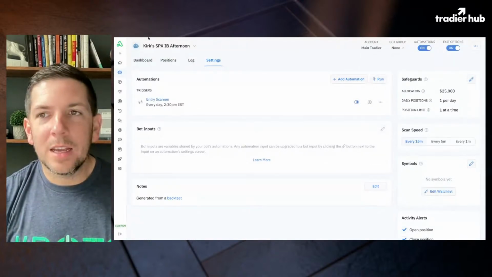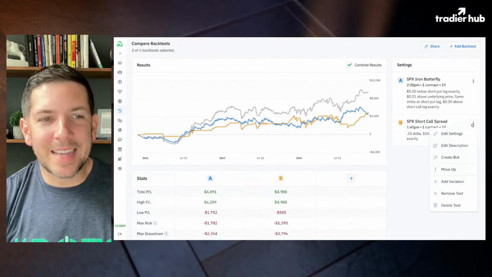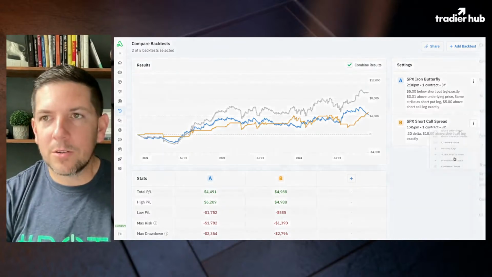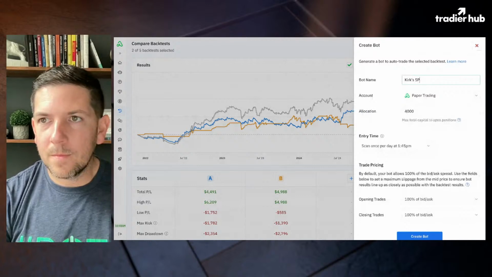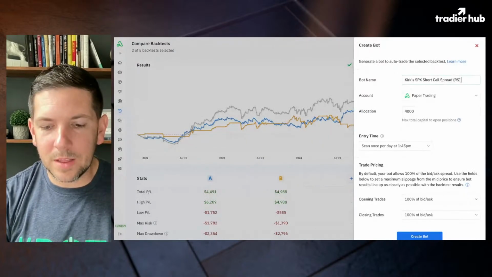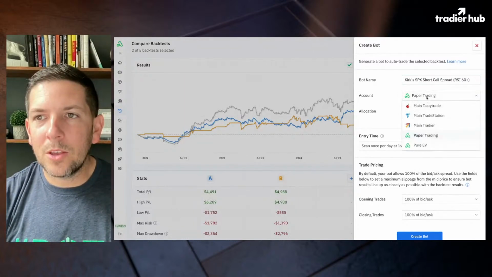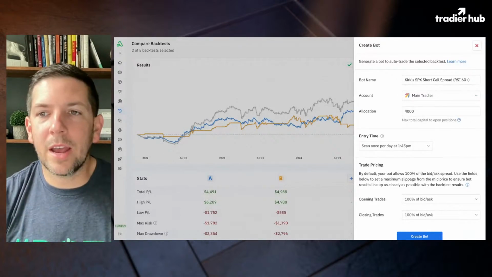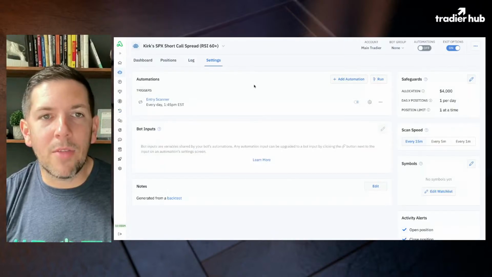So that one's done. So now we go back here to our back tester, and we go down here and we do the same thing for this one. So we go in here and we say create bot. We say Kirk's SPX short call spread, or whatever case it is, right? You can say something even more specific, like RSI 60 plus, however you want to name it, doesn't really matter. You go to your main Tradier account so that all the trades are flowing through your Tradier account. And then again, you just go down here and create bot, and it's done. And now that bot has been created.